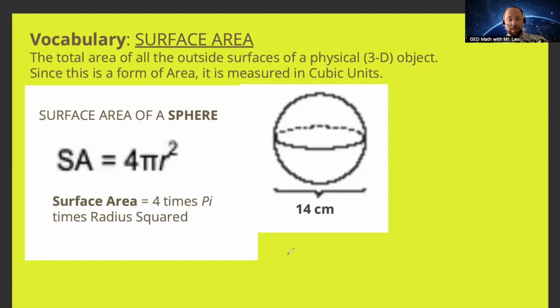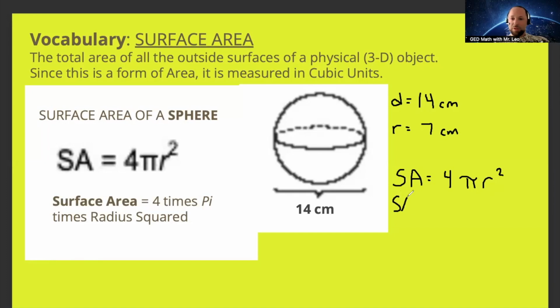Let's try this right here. Let's calculate the surface area of this sphere. Here's the formula, 4 pi r squared. Okay, now right away, I'll notice that we have a diameter of 14 centimeters. We're going to need the radius for this formula, so we're going to cut that in half and we're going to get a radius of 7 centimeters. Now let's write the full formula. SA equals 4 pi r squared.